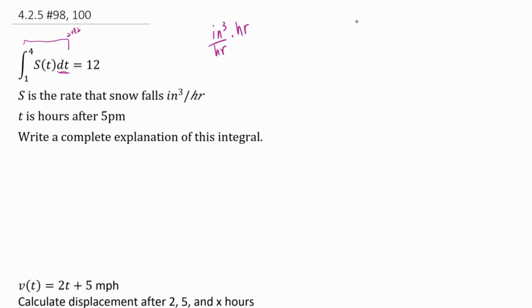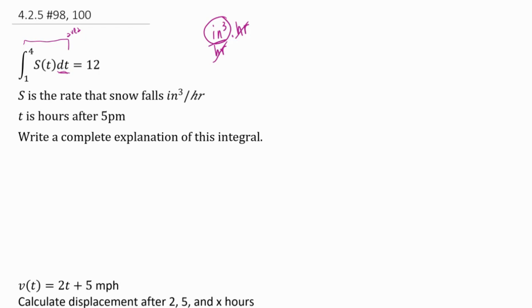And so when we multiply our inches cubed per hour by dt, which is the change in hours, we end up with inches cubed. So the area under a rate, your time component kind of cancels out, if you want to think about it that way. And then you are left with your units of measure here. Okay. So if S is the rate that snow falls, then the integral of S of t will just give me the amount of snow that fell.